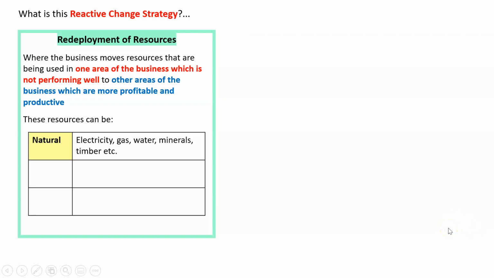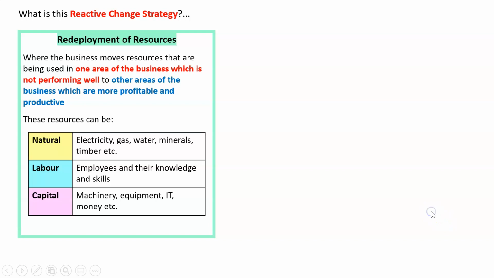So those resources can be natural resources, so we can shift electricity, gas, water, minerals, etc. from one place to another. The labor, so we can either shift an entire department of employees or maybe just some of the better employees over to another area. Or capital. So capital, for our purposes, we'll just say money, things that cost money, the machinery, equipment, IT, etc. We can spend that in more profitable departments than in old departments that aren't achieving much anymore.